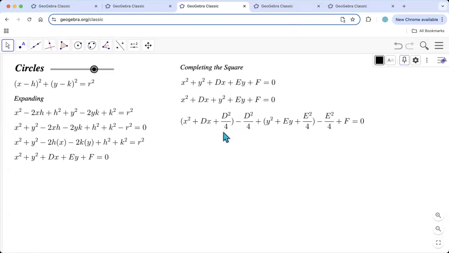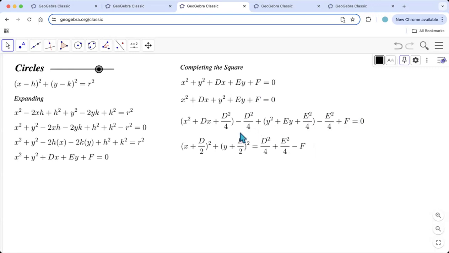But you can't just randomly add a d squared on 4. You have to subtract d squared on 4. So it's just completing the square on these first two terms here. And then you complete the square on these second two terms. You get y squared plus ey plus e squared on 4, again subtracting e squared on 4. Don't forget to add f, and all of that equals 0.